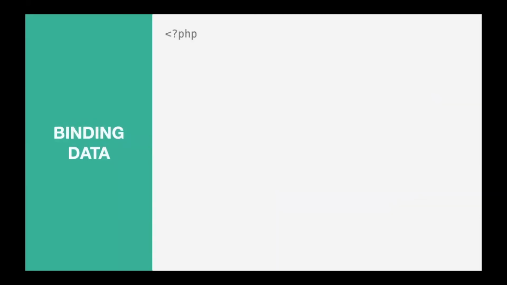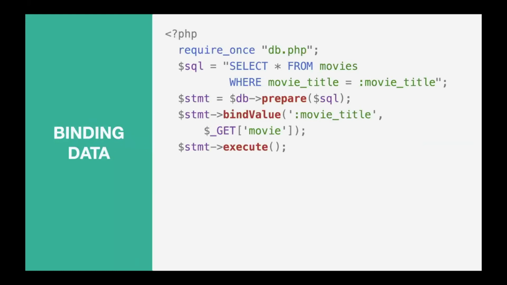So here is an example of using that bind value method. Again, we're making our database connection. We're going to create our prepared statement with our named parameter, and we prepare the statement with the database. Then we're going to bind that value. Notice we stored this to statement because we're going to have to use statement moving forward.